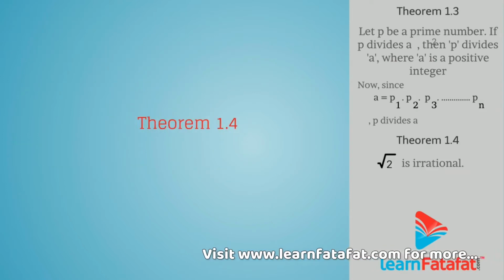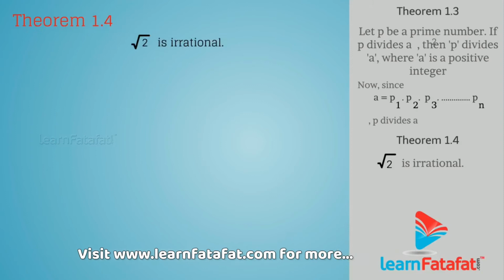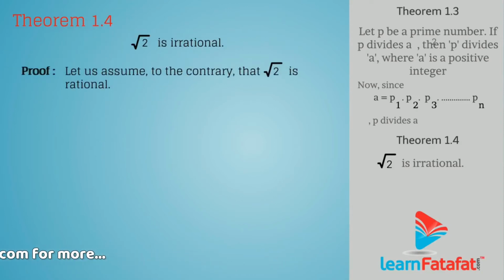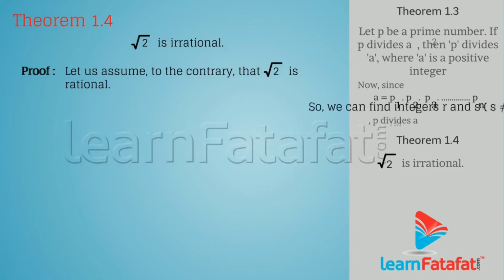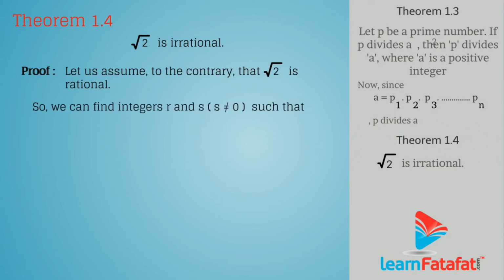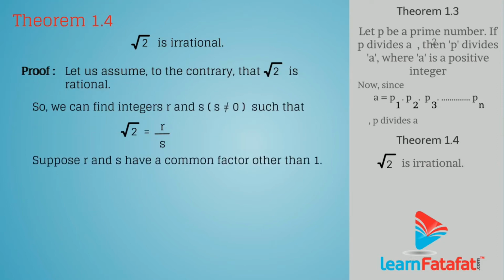Theorem 1.4. Root 2 is irrational. Proof. Let us assume to the contrary that root 2 is rational. So, we can find integers r and s, where s is not equal to 0, such that root 2 is equal to r by s.